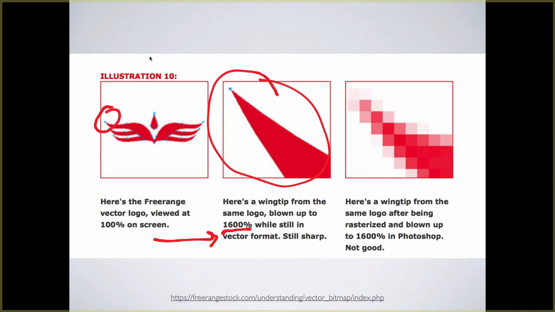The same graphic converted, they call it being rasterized, but converted into a raster graphic. We zoom in to 1600% and look at all those little squares. It's not nearly as clear. So there's a big difference.